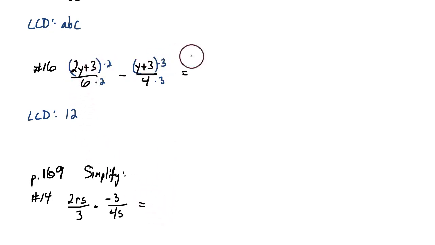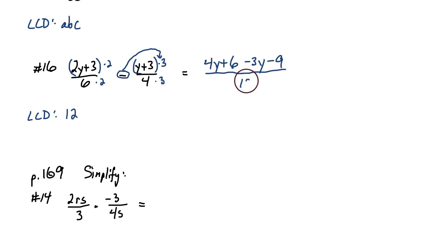2y plus 3 times 2 is 4y plus 6. Make sure you think of this negative sign as going with the 3 when you're doing your distributive. So we get -3y minus 9. And that's all over our denominator of 12. Let's simplify the top. 4y minus 3y is y. 6 minus 9 is minus 3. And that's all over 12.